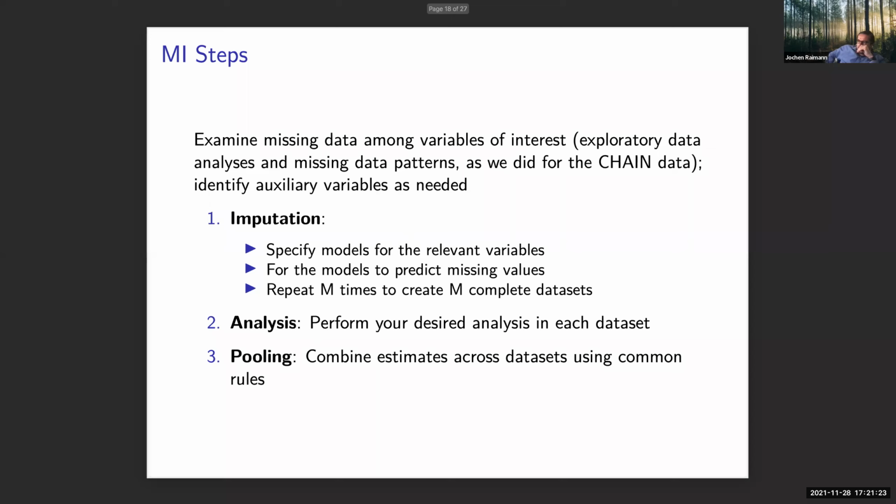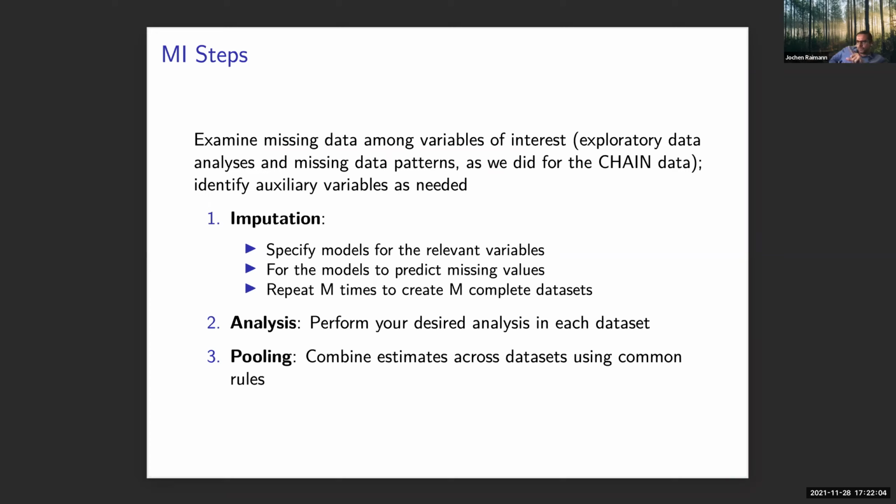I think the most common approach is Monte Carlo simulation, where you iteratively repeat the procedure, creating new data sets with each iteration. This allows for an accurate prediction of the estimate. So you examine missing data among variables of interest. You did exploratory data analysis, and you find out the missing data patterns, just like we did before. You identify auxiliary variables as needed, which you may need for creating that model.